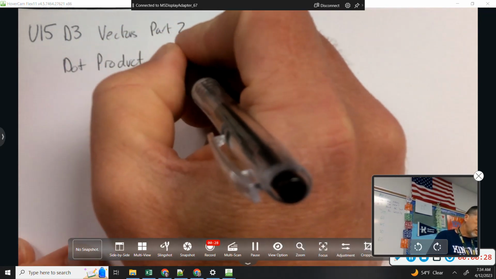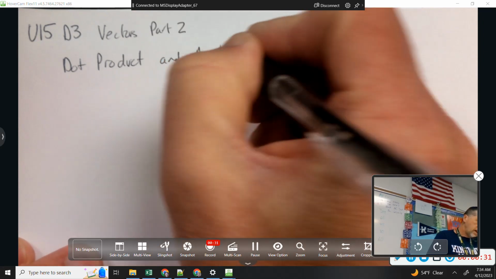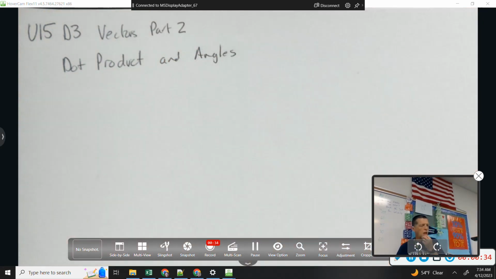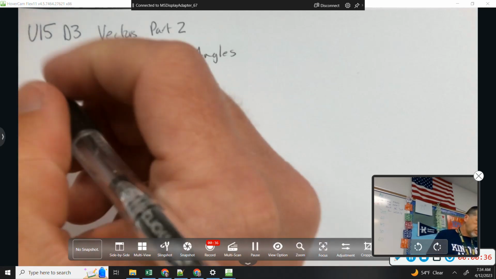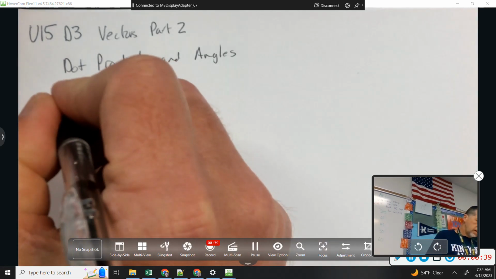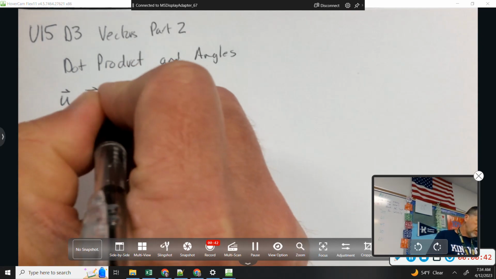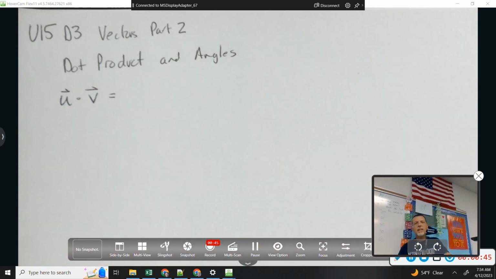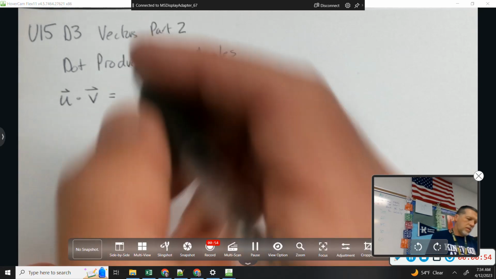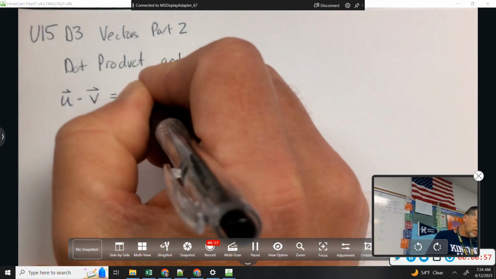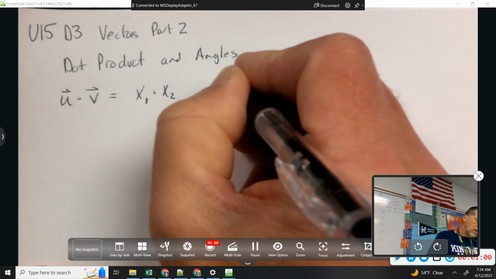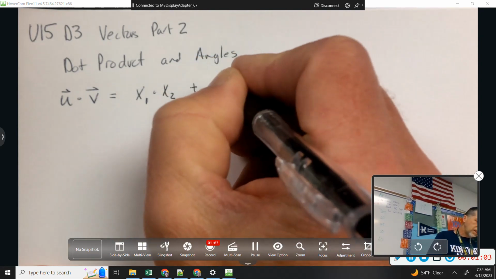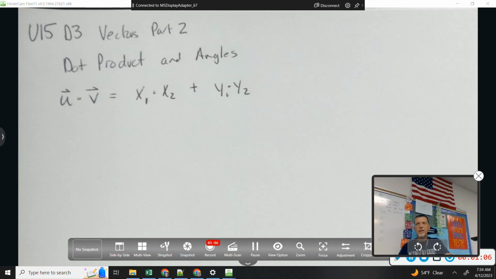Dot product and angles. So let's talk about dot product first. We have u dot v. So there's some multiplication going on. You multiply the x's, so x1 times x2. You multiply the y's, and then add them together. So that's kind of a weird multiplication.